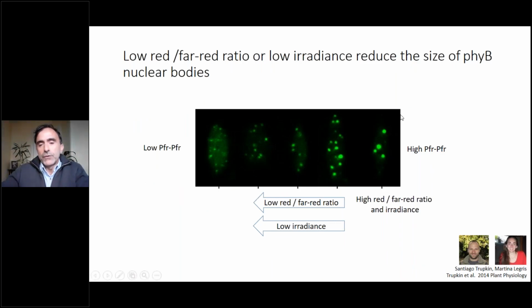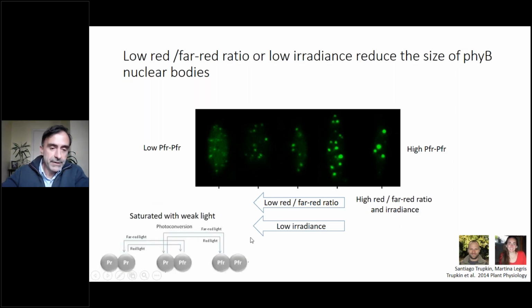How do we know that? Well, for instance, if we grow the plants under a high red-far red ratio and high irradiance, which produce a high proportion of PFR, we can see that phyB fused to YFP forms large nuclear bodies. And we can reduce the size of these nuclear bodies either by reducing the red-far red ratio or by reducing irradiance. So if lowering the red-far red ratio lowers the proportion of PFR, we might expect low irradiance to do something very similar. How is this mechanistically possible?